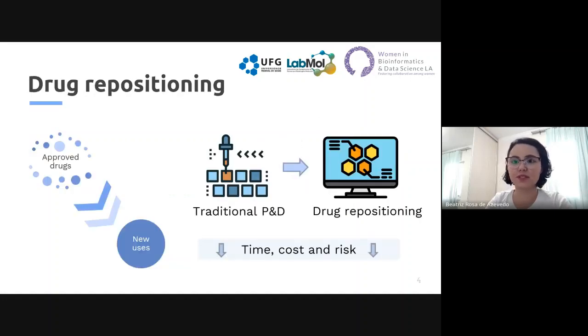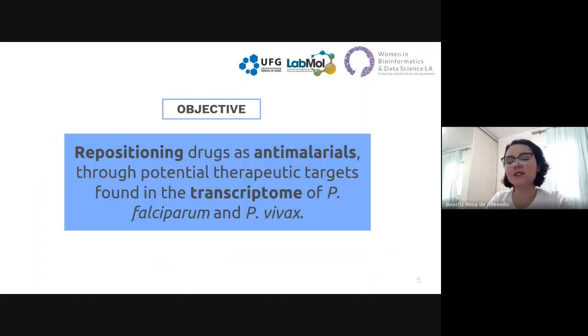The process of drug discovery and development is long and expensive. An alternative is drug repositioning, which discovers new therapeutic uses for already approved drugs. This reduces time, costs, and the risk of the process. Considering this context, this study aimed at repositioning drugs as antimalarials through potential therapeutic targets found in the transcriptome of Plasmodium falciparum and vivax.